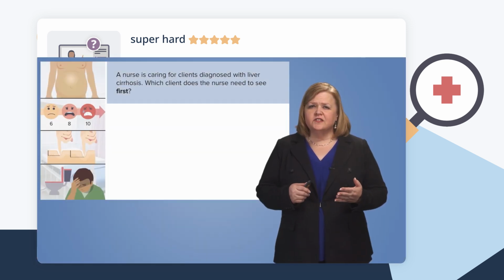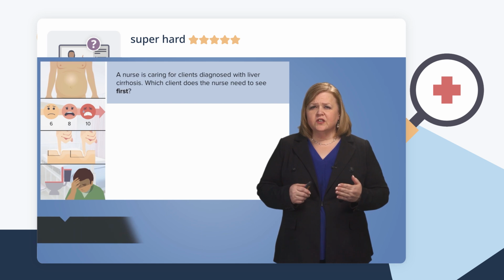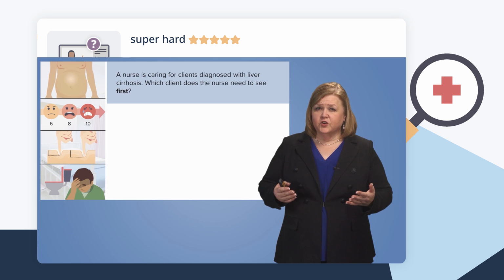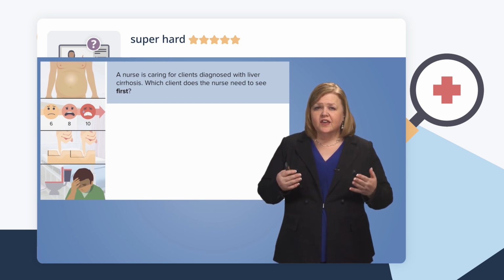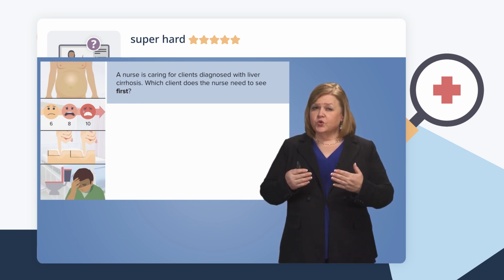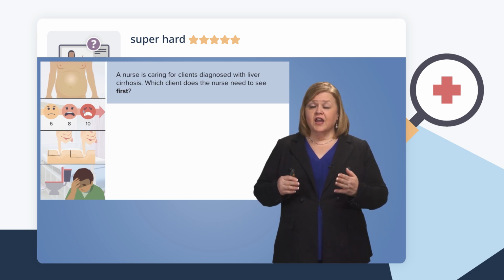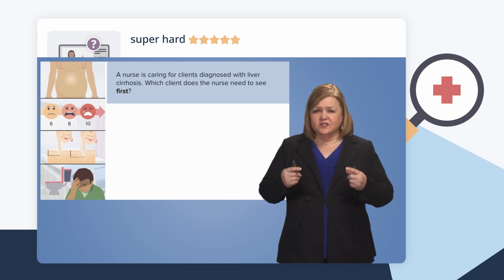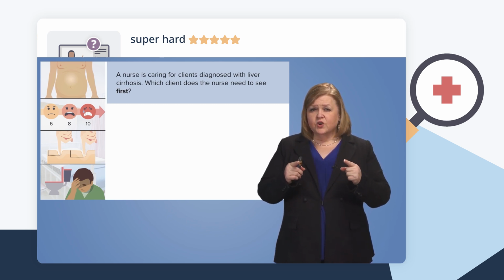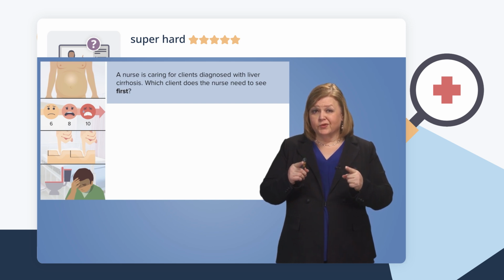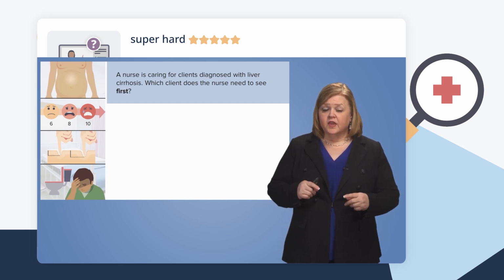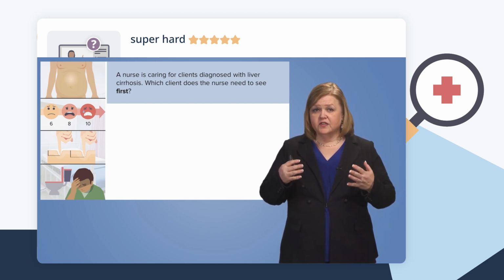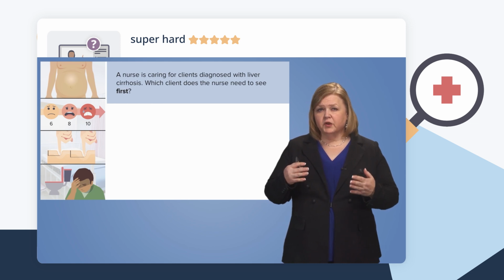The nurse is caring for clients diagnosed with liver cirrhosis. Which client does the nurse need to see first? This is another one of those prioritization questions. Think of it like a triage question. They're trying to test if you recognize who's in the most danger. Remember, everyone deserves to be seen. Everyone will be seen. They're just wanting to test if you can triage or recognize who's in the most danger and requires the most immediate intervention. Now, that doesn't mean that any one of these patients are going to die. It just means, compared to the other patients, who should be your first priority.